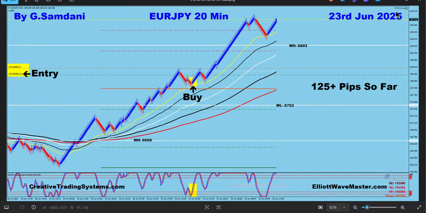This is the expert advisor. It opens the trade automatically and places the SL, 25 pip SL, and TP is always open. I keep it open so I can close it myself manually. So this is a 125 pip trade.